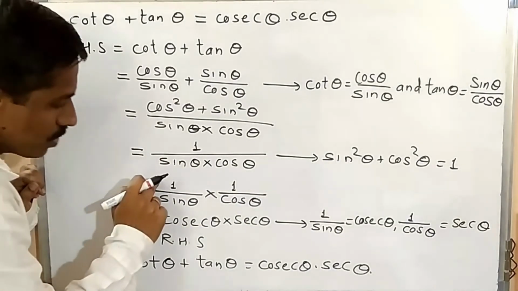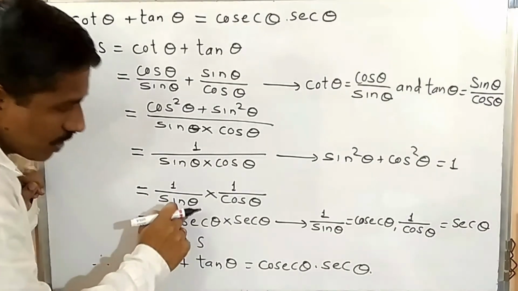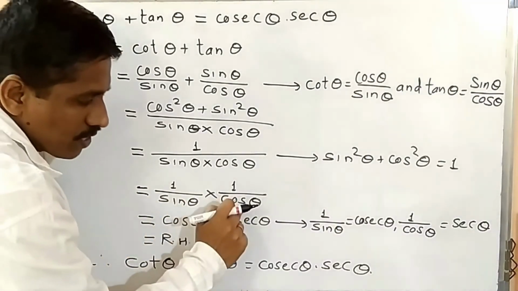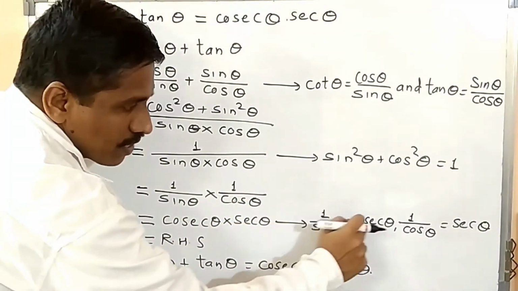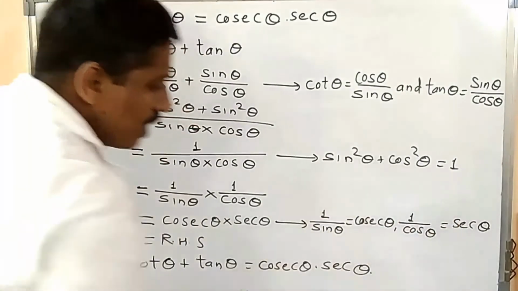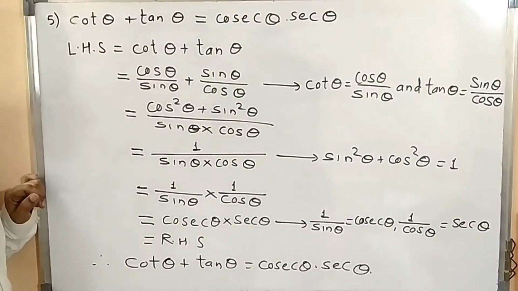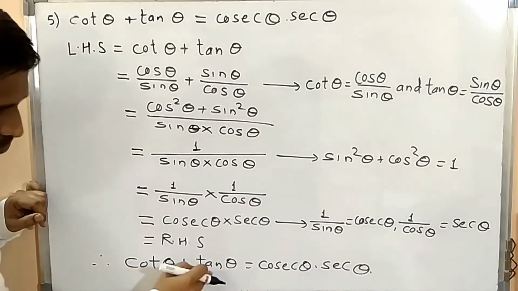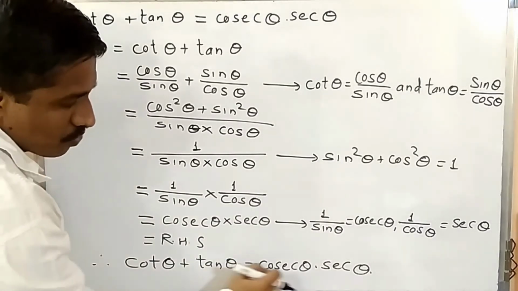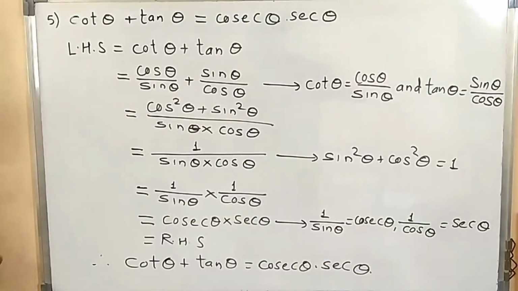But I know that what is 1 upon sin theta? 1 upon sin theta is nothing but cosec theta, and 1 upon cos theta is equal to sec theta. The reason 1 upon sin theta is cosec theta, 1 upon cos theta is sec theta, and that is equal to RHS. So what did I prove? Cot theta plus tan theta is equal to cosec theta into sec theta.